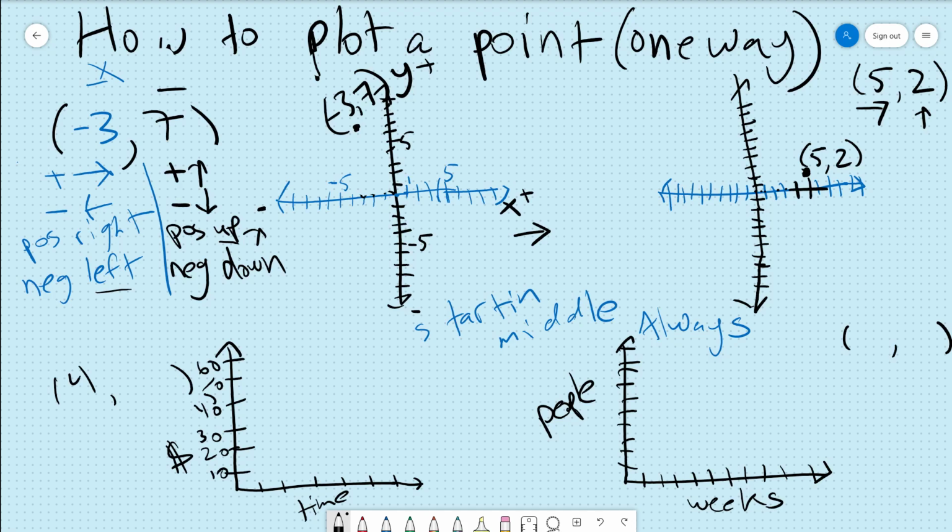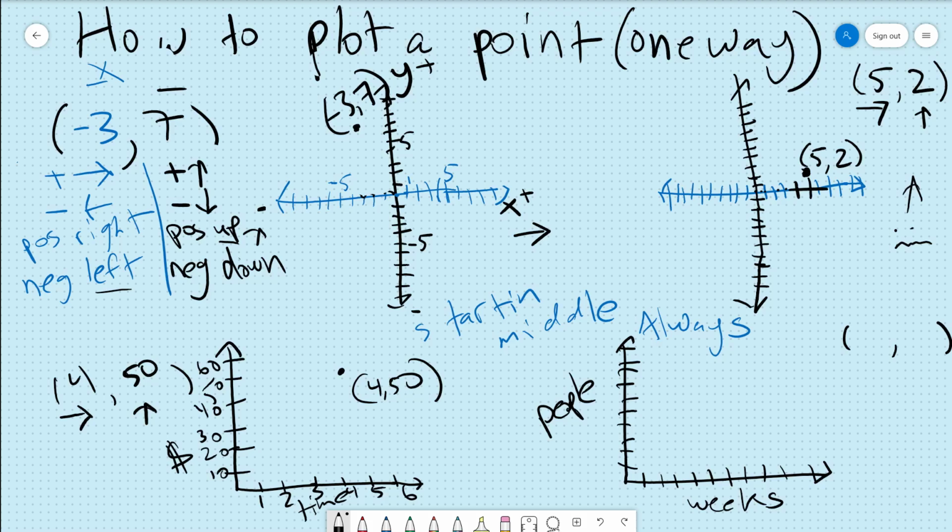So if I did have 4, 50 here, and these were 1, 2, 3, 4, 5, 6, then I would go 4 to the right because it is positive, and then 50 up because it is also positive, and this would be my point. Our last point also has to be positive, so maybe we should have made that one up here negative, but oh well, it's too late for that.